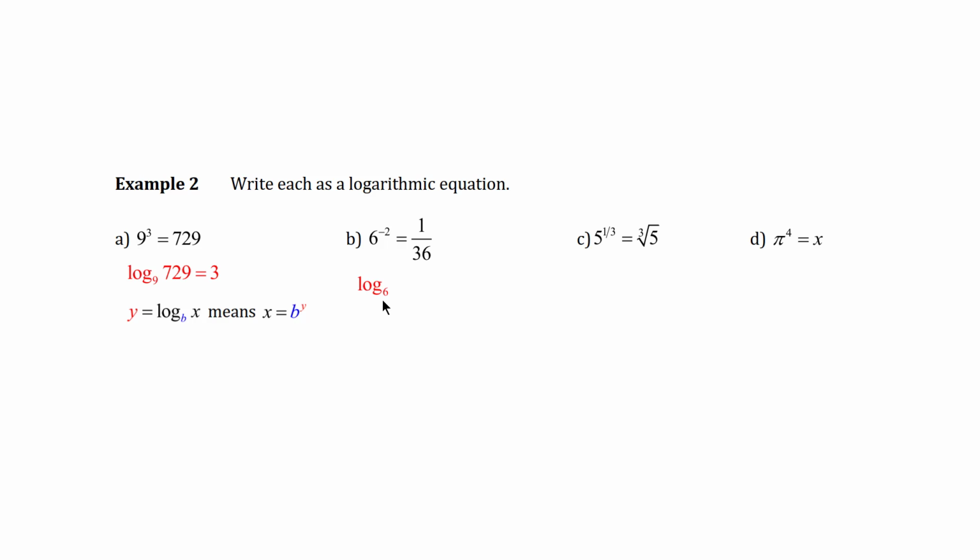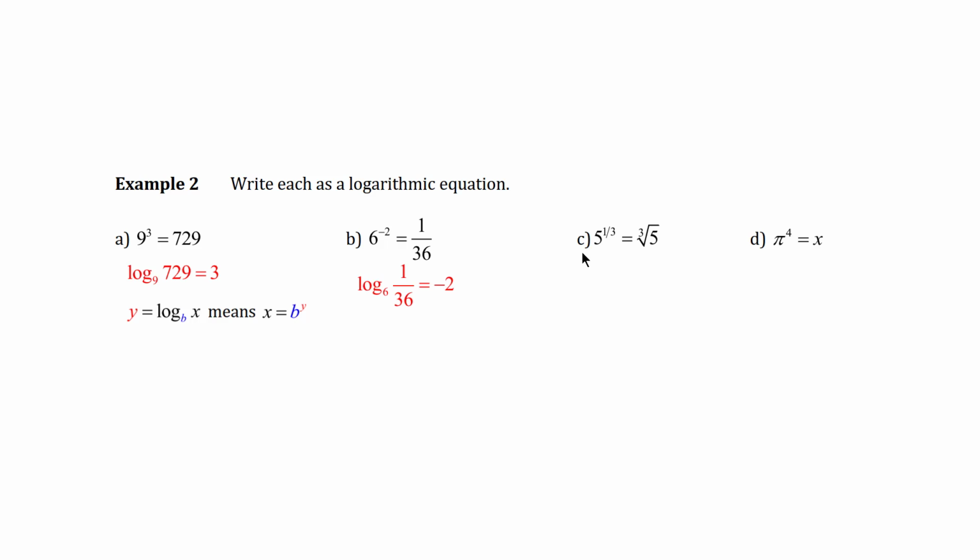This is going to be the same value that 6 to the negative 2 power is equal to, which is 1 over 36. The last step is writing in what the logarithm is equal to. The logarithm is equal to the value of the exponent, which is negative 2. So we get log base 6 of 1 over 36 equals negative 2.